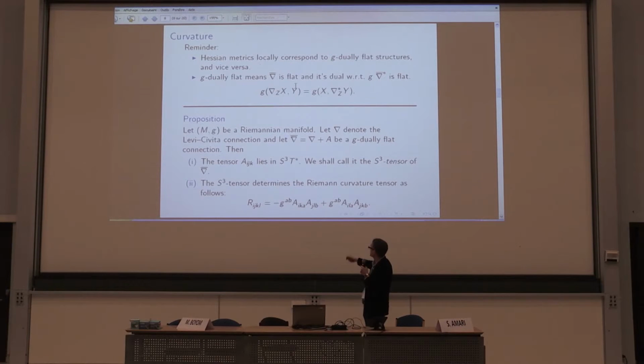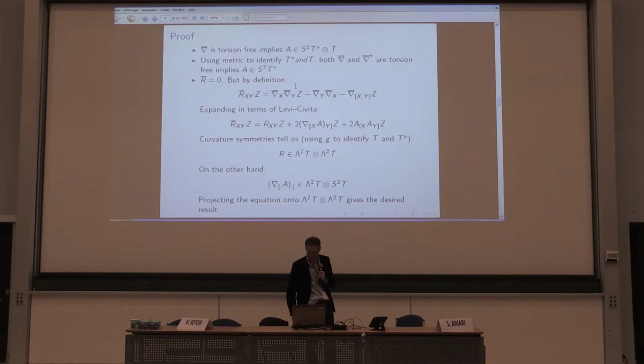It wasn't A in the previous talk. It was some symmetric tensor in the previous talk. And we can write the metric in terms of this symmetric 3 tensor. And this is the key result that I use in this talk. It's just this relationship between the Riemann curvature tensor and A, a symmetric 3 tensor that relates the Levi-Civita connection to this flat connection.